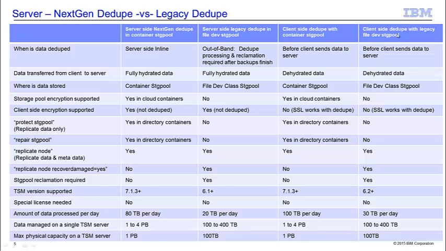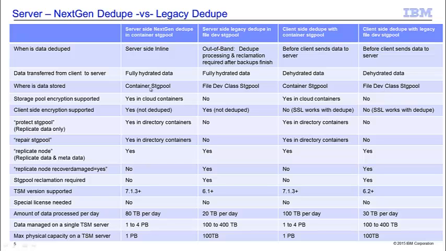Client-side dedupe is still supported with the container storage pools, as well as with the legacy file device class storage pools. So the client will do the deduplication prior to sending it across the network to the server. So in both cases, the data is going to be dehydrated as it's sent across the network. But then it's either written to a container storage pool or a file device class storage pool.